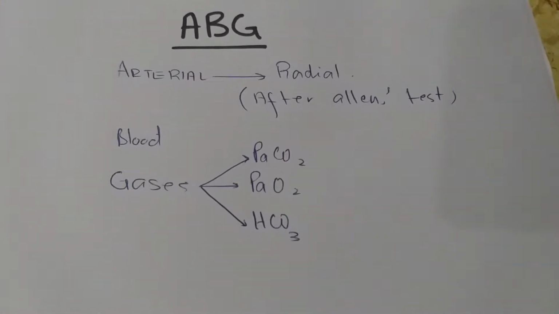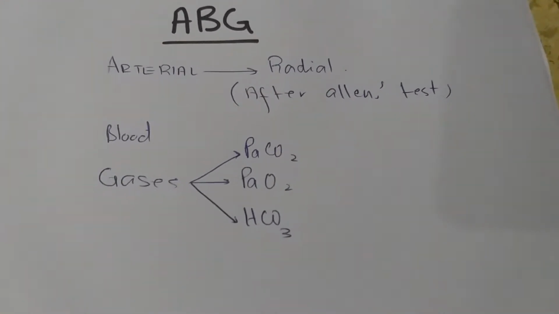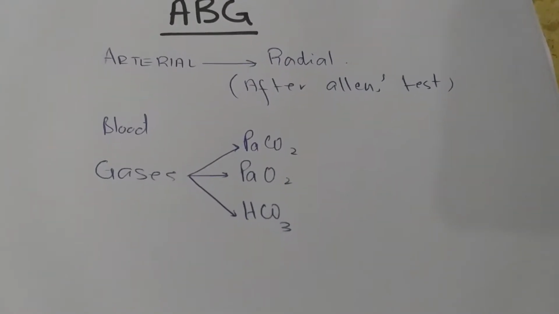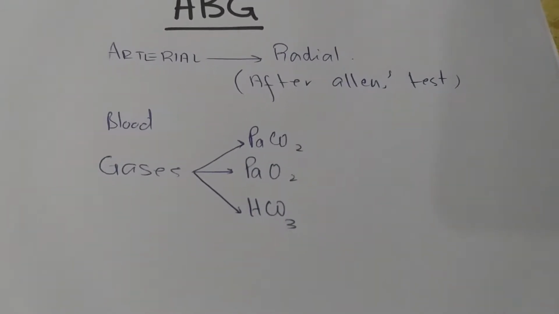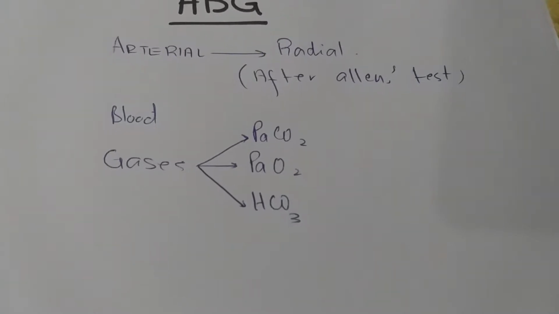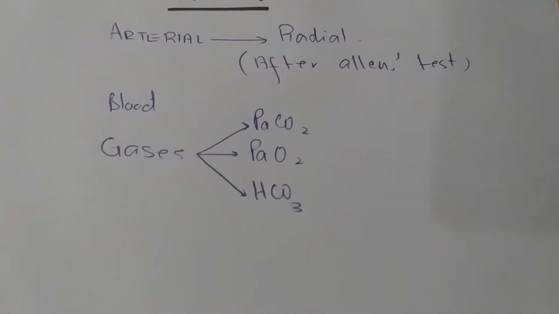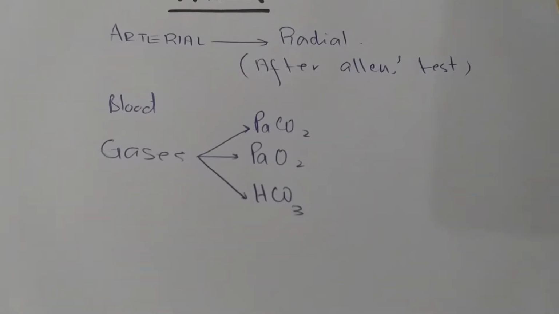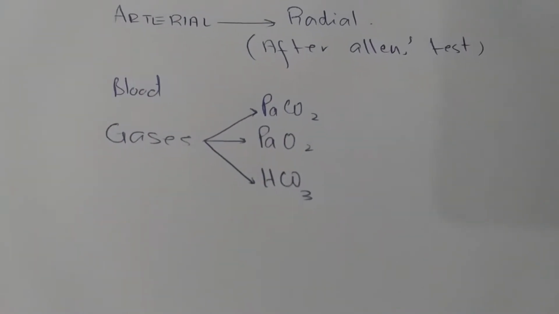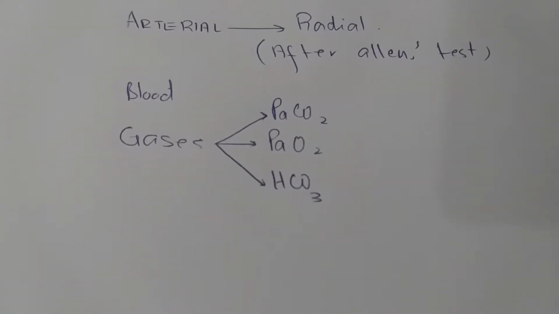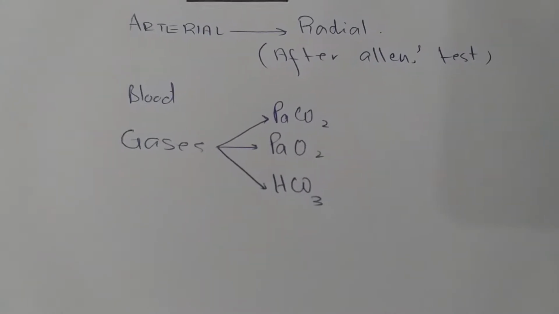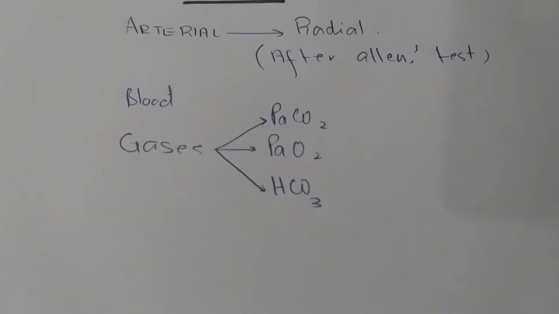Arterial blood gases, or the ABGs. Arterial blood gases comprise three entities. Why do we call it blood gases? Because there are three entities which are important in the ABGs: partial pressure of carbon dioxide, partial pressure of oxygen, and bicarbonate.